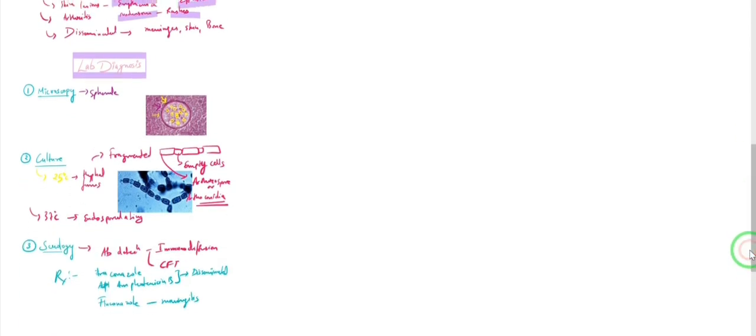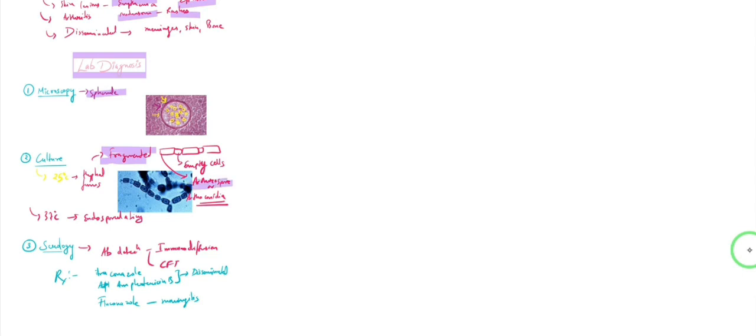Now for the lab diagnosis, we are going to do the biopsy and the histopathological examination, and we are going to see the endosporulating spherules that we talked about. Now what else can we do? We can do culture, and by doing culture at 25 degrees Celsius, we are going to see the fragmented hyphae. Why do we call them fragmented? Because we are going to see arthrospores.